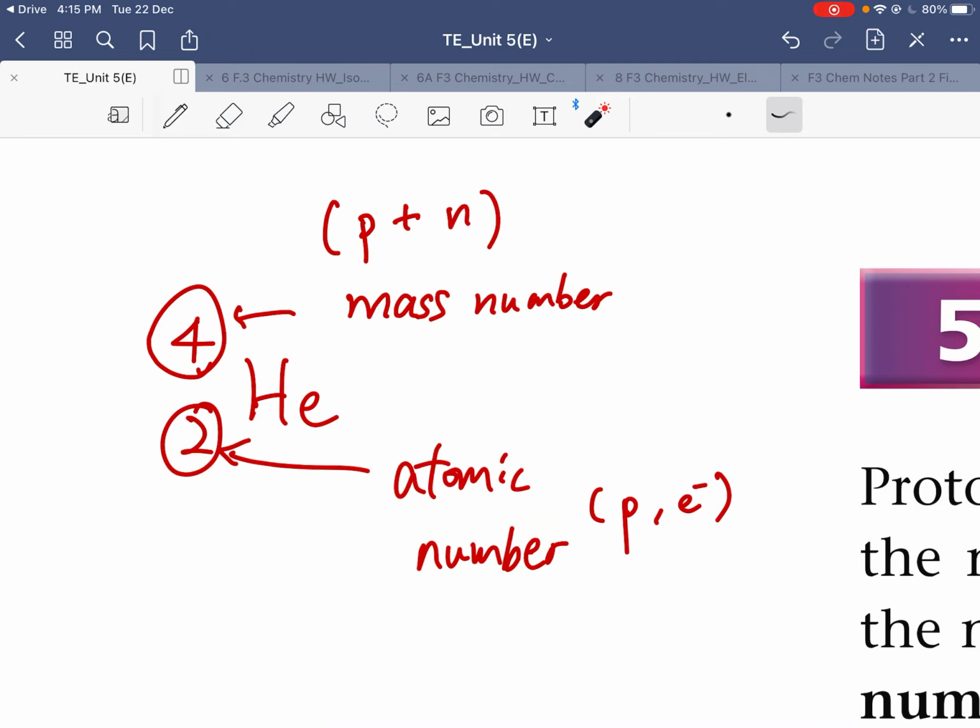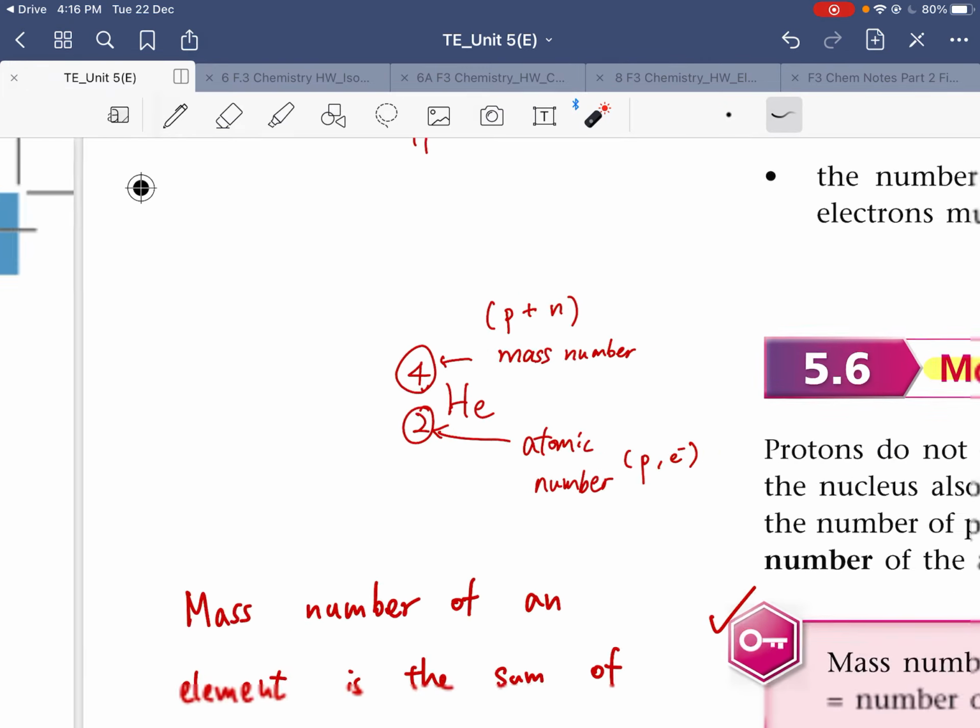So for example, this is helium, sorry, atomic number 2, that means 2 protons, 2 electrons, and the mass number is 4. That means the proton and neutron numbers add together to 4. If you know proton is 2, so the number of neutrons in helium is 2.